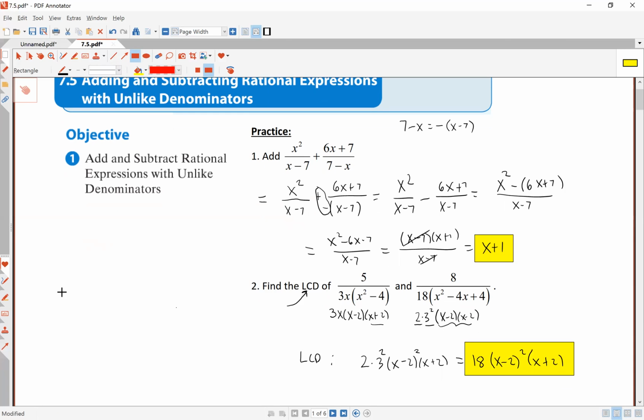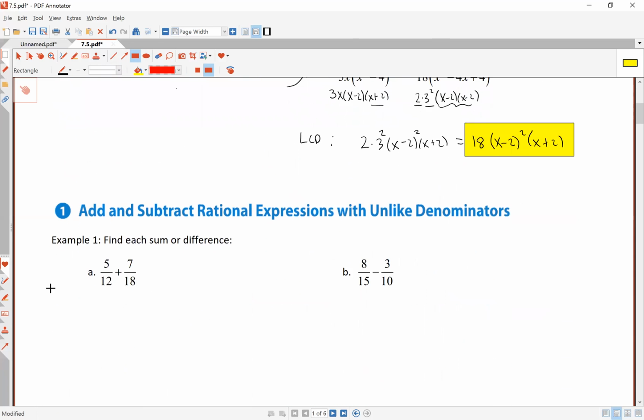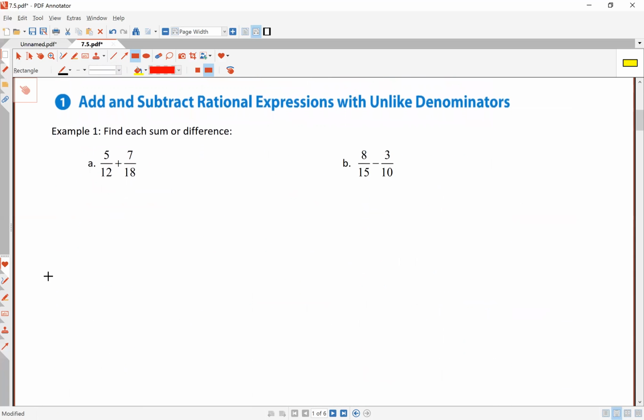All right. So now we use the common denominator, the least common denominator, to build our fractions up with that denominator and then add or subtract as indicated. So part 1 of this video for 7.5 is going to be the addition.